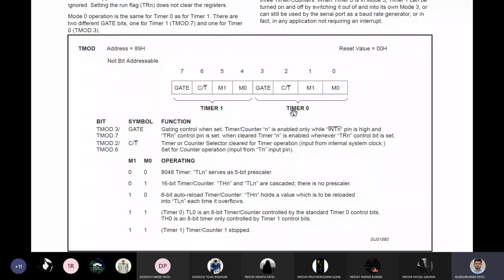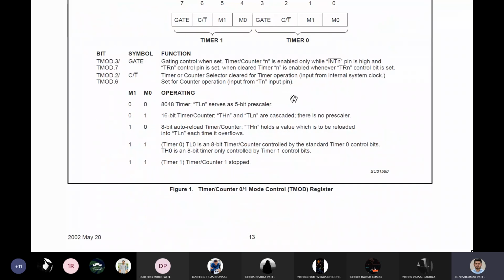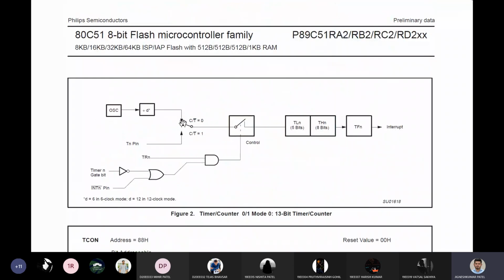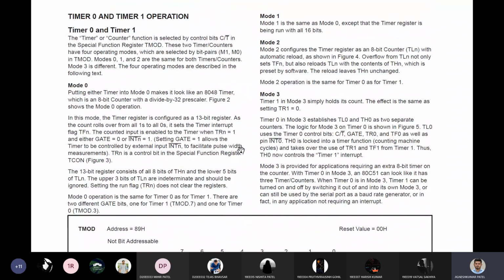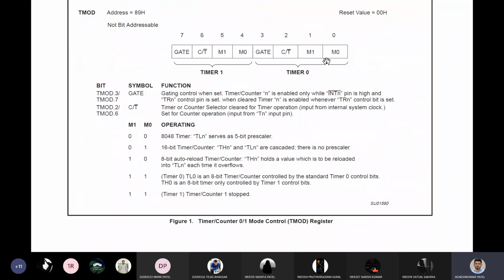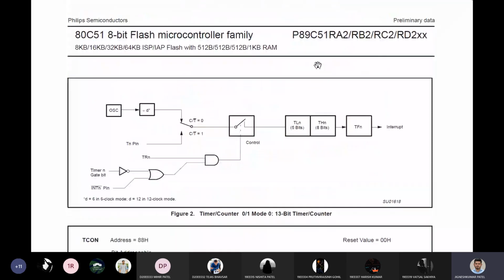In the same way, if I want my timer 0 to run as a timer, I have to write C/T bar equal to 0 over here. When I write 0 over here, this switch will go to this side in timer 0. Mode bits M0 and M1 are 2 bits which will decide the mode. We will discuss the modes later on, but right now for 16-bit mode, we require these to be 0 and 1. I will cover that later.